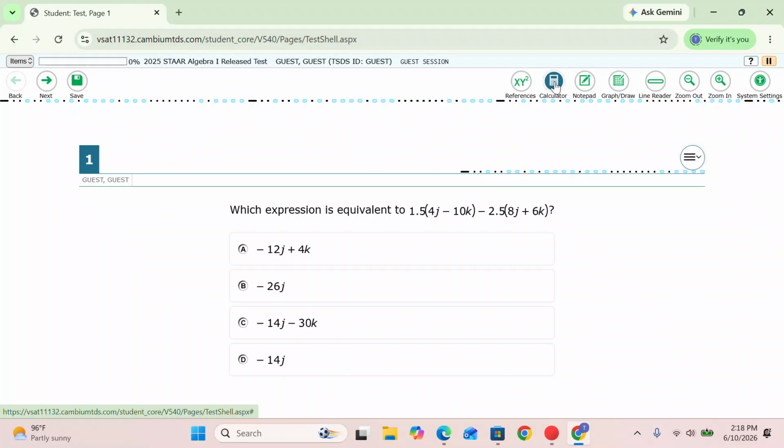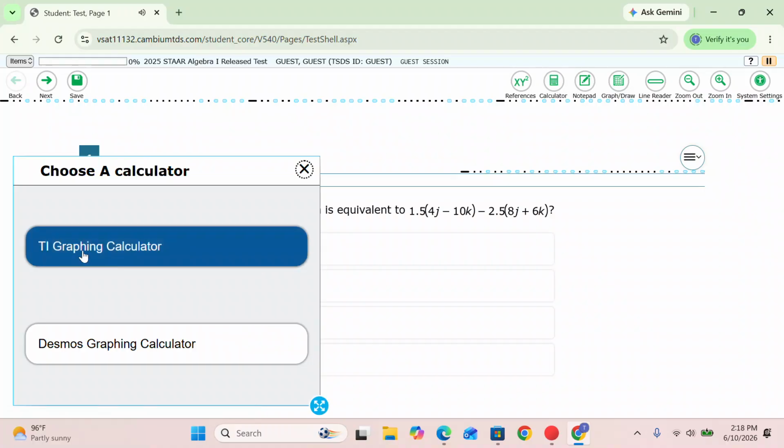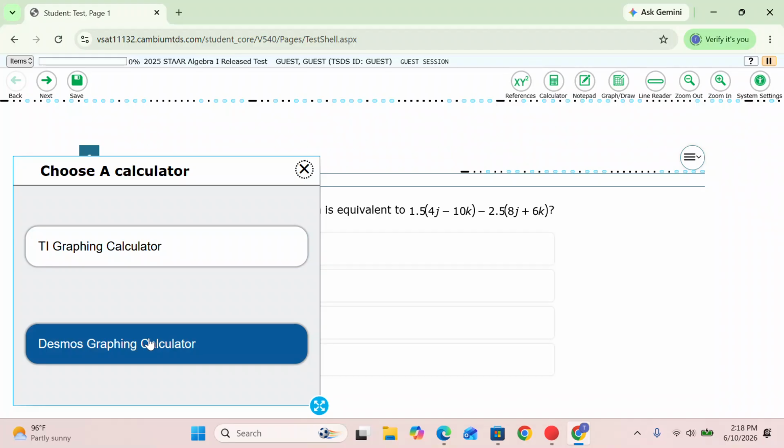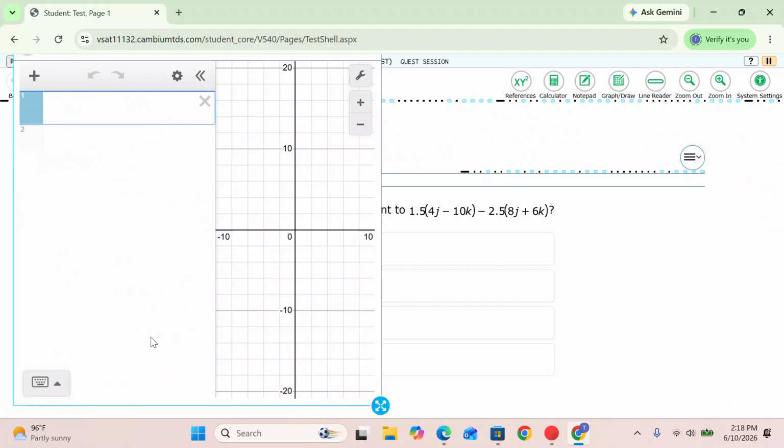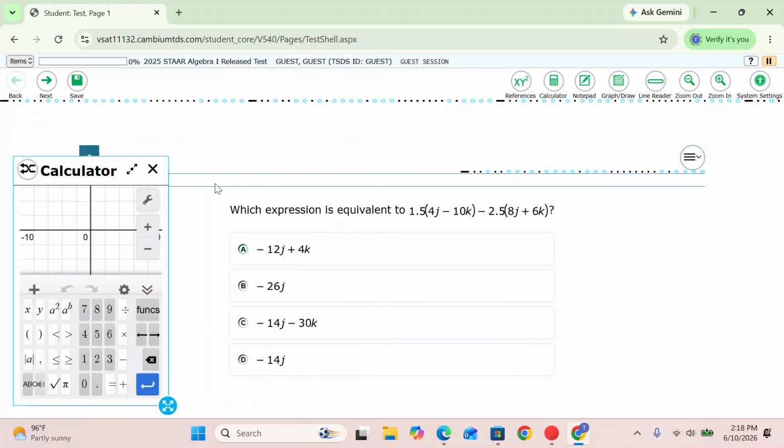All you have to do is press the calculator. And you see how you have a choice between the TI graphing calculator or the Desmos calculator. Who's our best friend? Desmos. You click on Desmos and it pops out for you. So that is how you access it. And that is how you do this one.